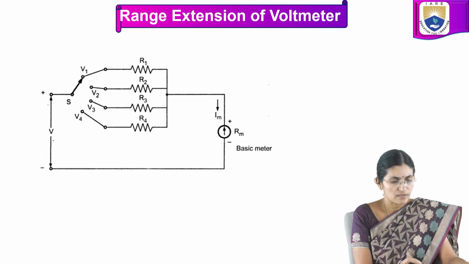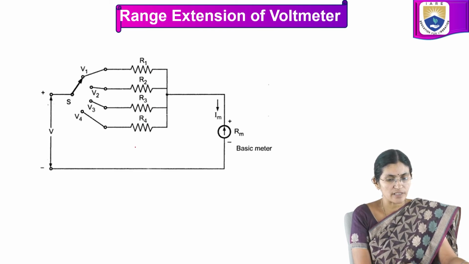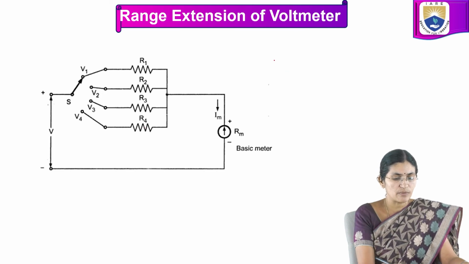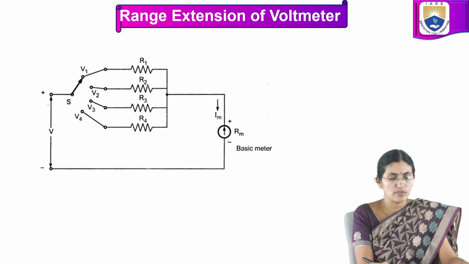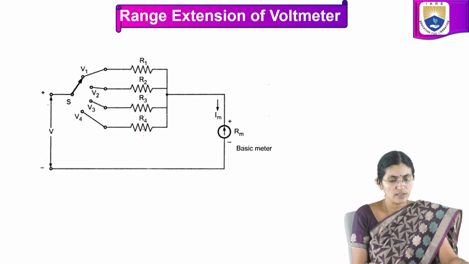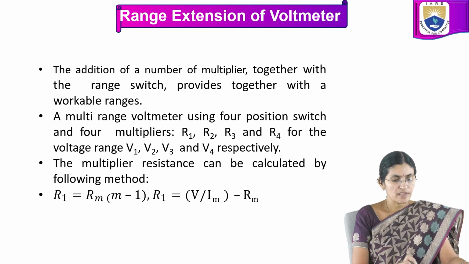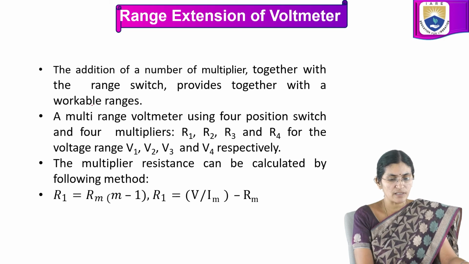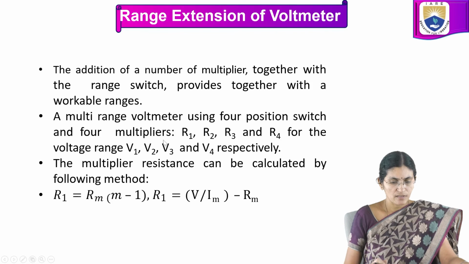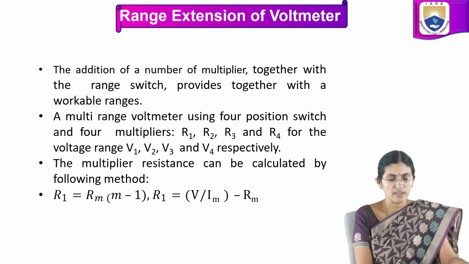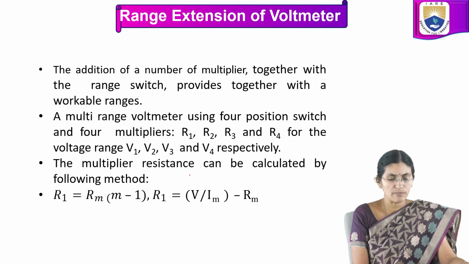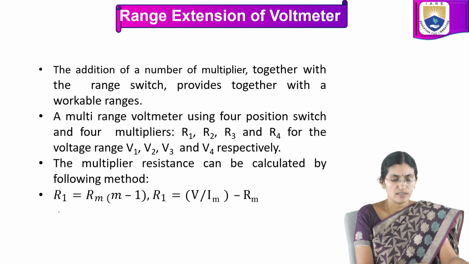So there are 4 different ranges. If 4 different ranges are required, we need to insert 4 different resistor values, R1, R2, R3 and R4. So the same formulas will apply. So the addition of a number of multipliers together with the range switch provides the workable ranges. A multi-range voltmeter using a 4 position switch and 4 multipliers for the voltage ranges V1, V2, V3 and V4 is given. So the multiplier resistance you can calculate by RSC is equal to Rm into M minus 1.